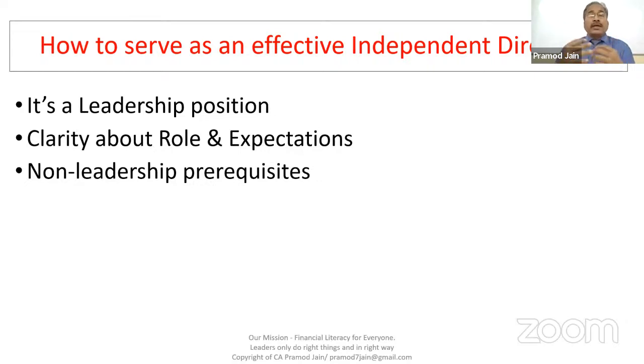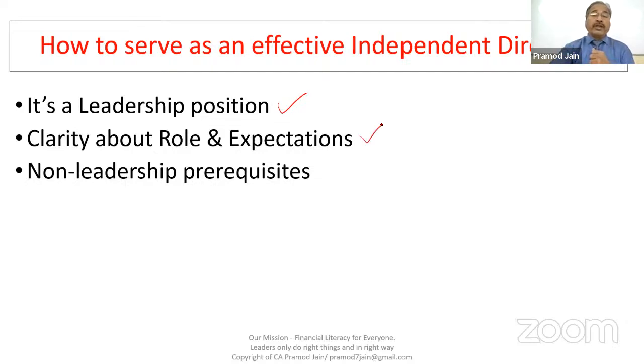So, friends, in my view, in order to be an effective director, there are three prerequisites that we need. Number one, what we need is leadership. Remember, to be on the board of a company as an independent director, it is a leadership role. And therefore, to be successful as an independent director, we need to ensure that we exhibit leadership qualities. We give leadership to the organization.